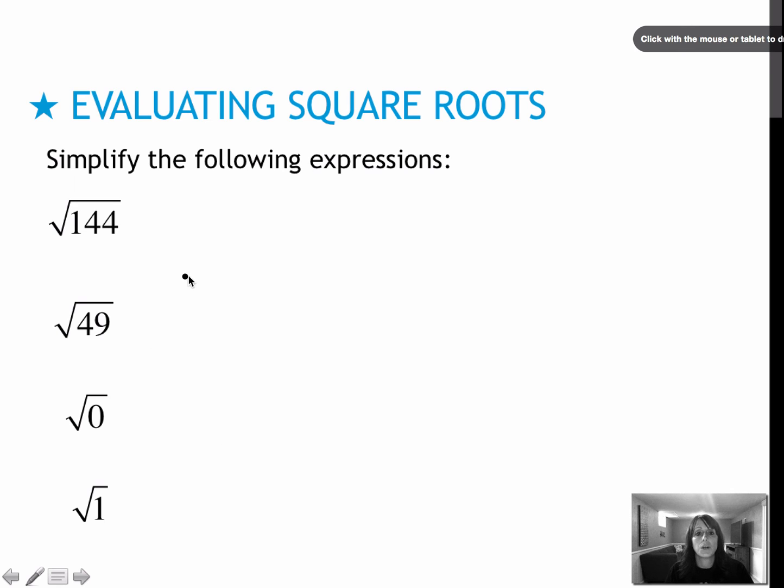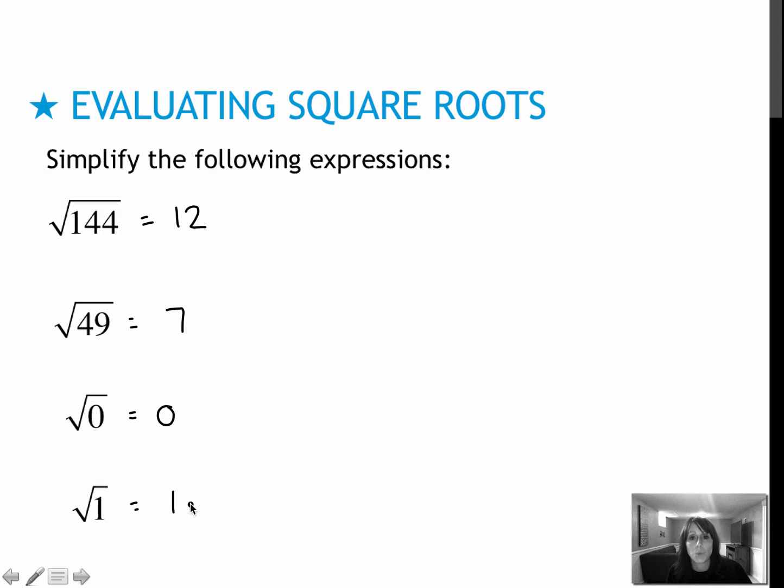For these last 4, again, try them on your own, use your calculator, or just hopefully know them by heart, and then find the solution. The square root of 144 is 12. The square root of 49 is 7. The square root of 0 is 0, since 0 times 0 is 0. And the square root of 1 is 1, since 1 times 1 is 1.